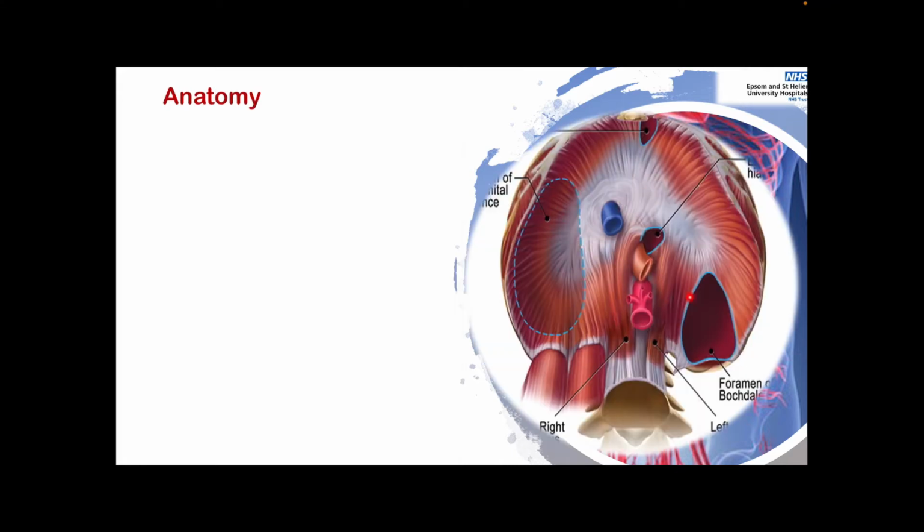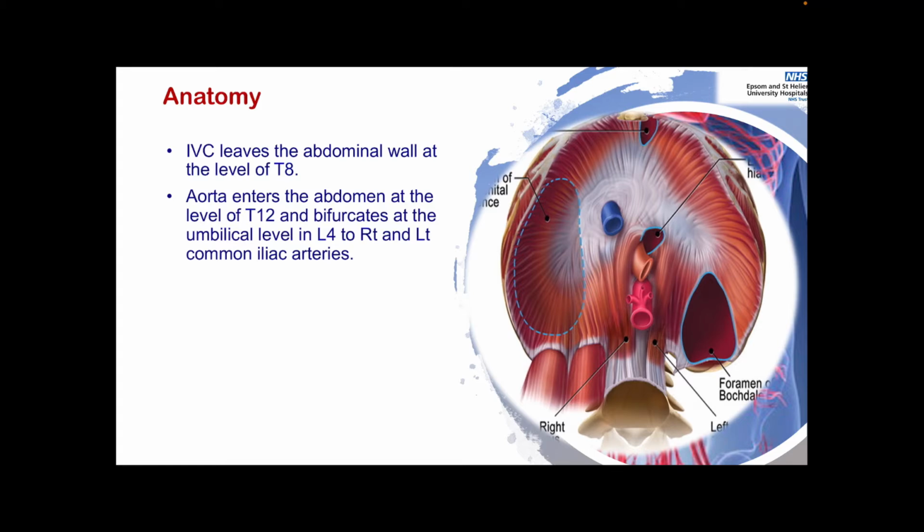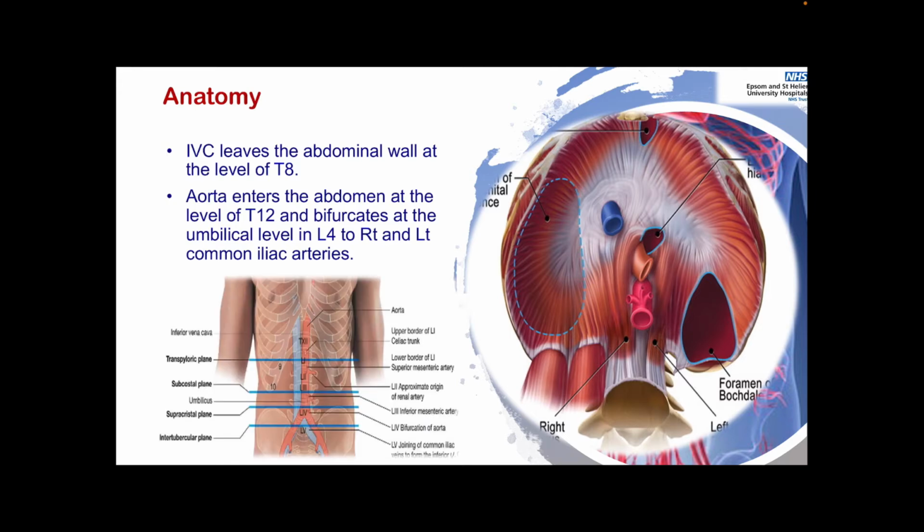In the anatomy, we can see here, this is the diaphragm. There are 3 orifices in the diaphragm that transmit the structures that we always know. Inferior vena cava leaves the abdominal wall at the level of T8, and aorta enters the abdomen at the level of T12 and bifurcates at the umbilical level in L4 to the right and left common iliac arteries. You can see here, so this is the abdominal aorta, and here this is the inferior vena cava.